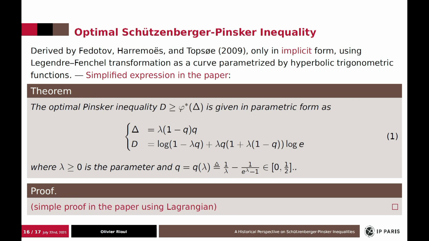In parameterized form. So this was derived by Fedotov, Harremoës, and Topsøe by Fenchel transformation and with hyperbolic trigonometric functions. So I have found a simplified proof and a simplified formula for this implicit form of the optimal Pinsker inequality that you cannot beat. It's actually the correct function, which doesn't need to appear in explicit form. So if you want a simple proof of this, you can still have a look at my paper.